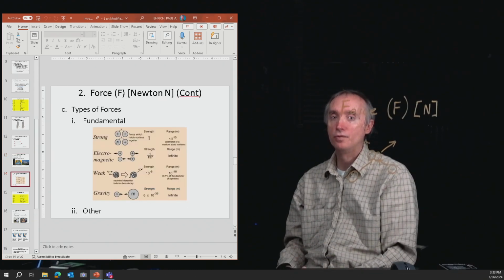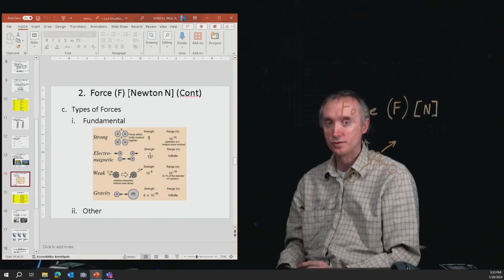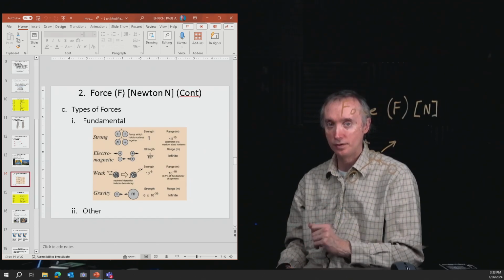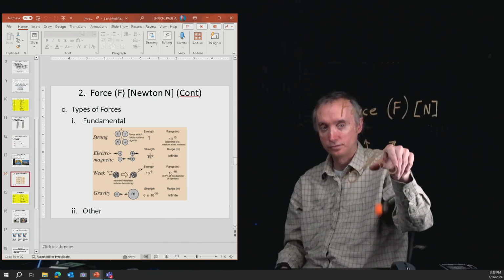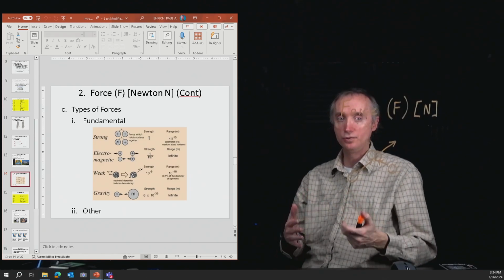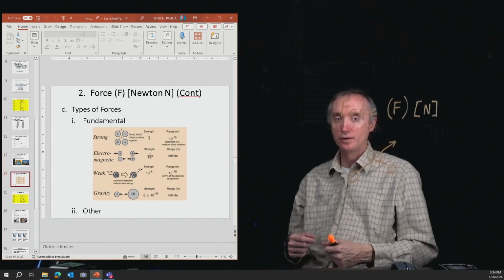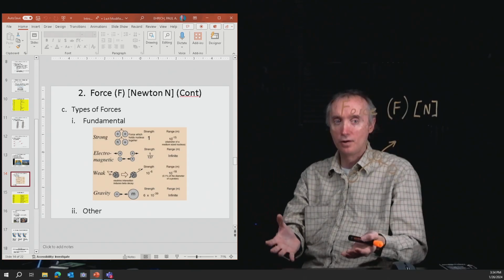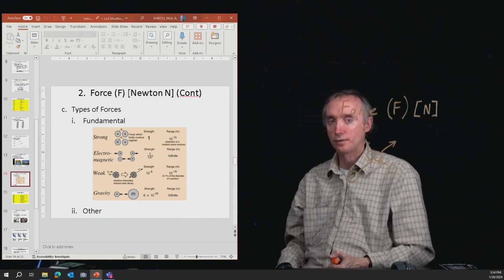Now, I do want you to know the names of the 4 fundamental forces and what they do. You should be able to tell me that on the exam. So we're going to have gravity. Gravity is responsible for holding the universe together. It holds galaxies together. It holds stars together. So objects that are very large, it's the realm of gravity that holds them together.